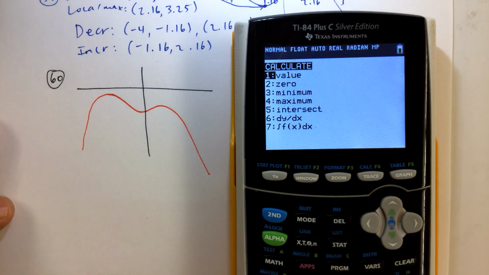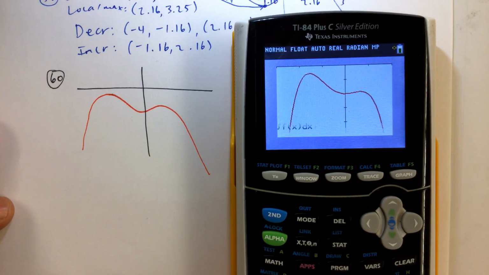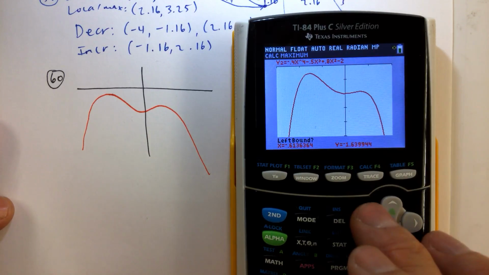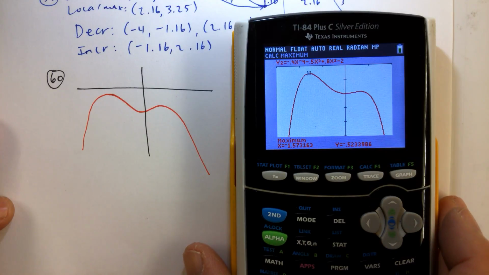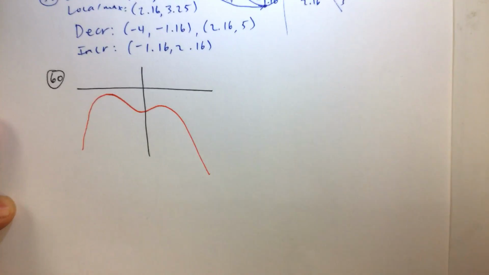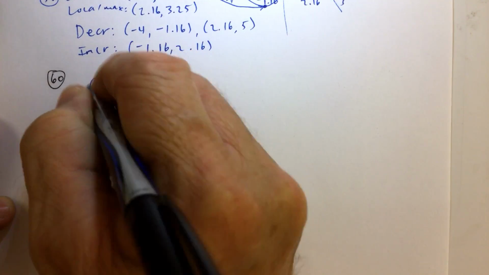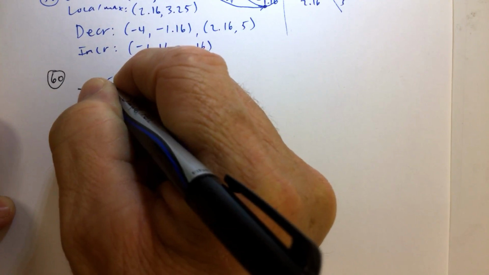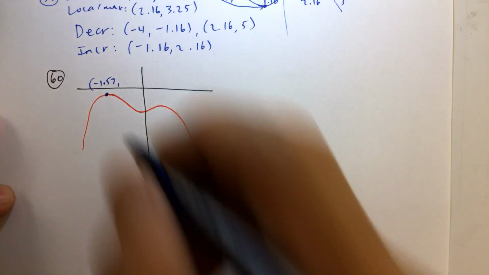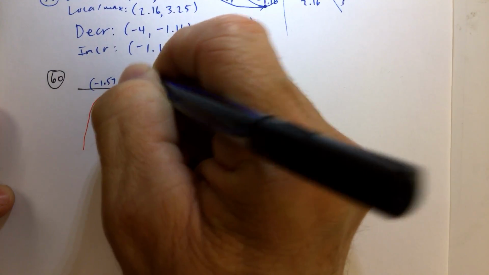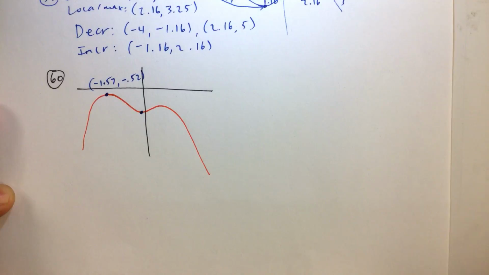Second, calculate. First we have a maximum, so we're going to hit number 4. And we'll move the cursor to the left of that high point, mark it with an enter. Move it to the right of the high point, mark it with an enter, and then enter somewhere in between, and we get -1.57. So the coordinates of that point are, and this is helpful when you plot the points, and then we can go ahead and label the graph. -1.57, comma, -0.52.